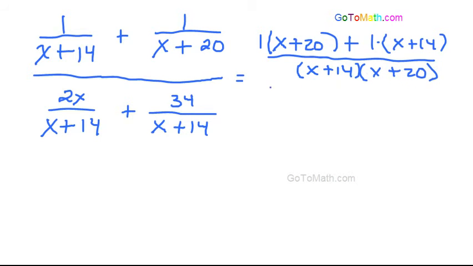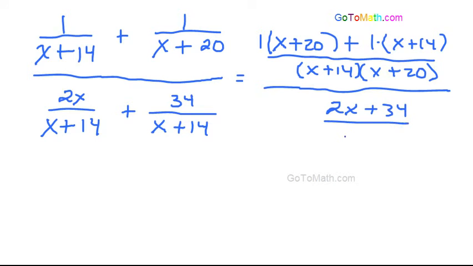Okay, so that'll be the numerator, and then we'll go through and do the same thing with the denominator here. Now you noticed in the denominator we have a common denominator, so that makes things nice. So this just becomes 2x plus 34 over x plus 14. And we'll go ahead and simplify the numerator up here.